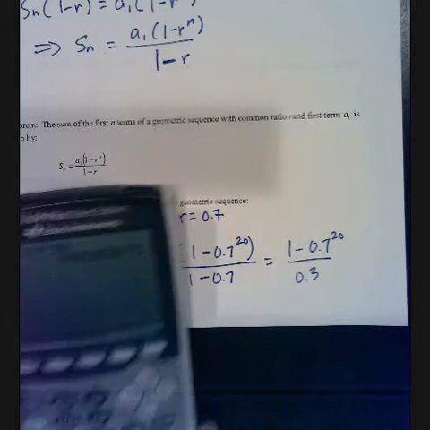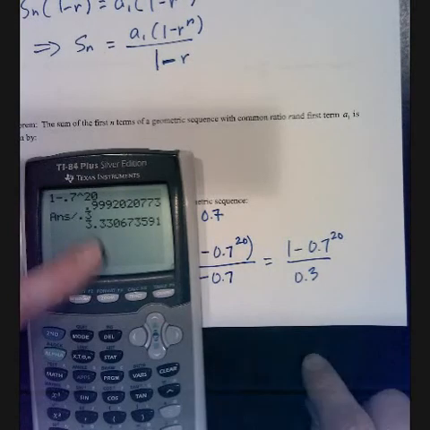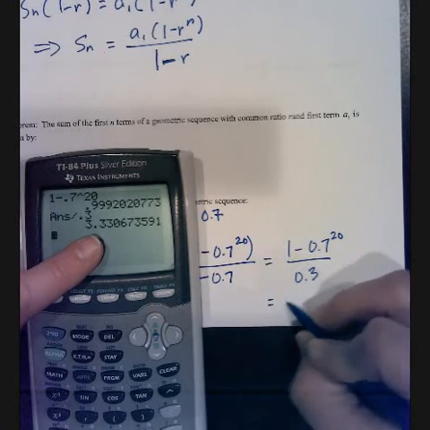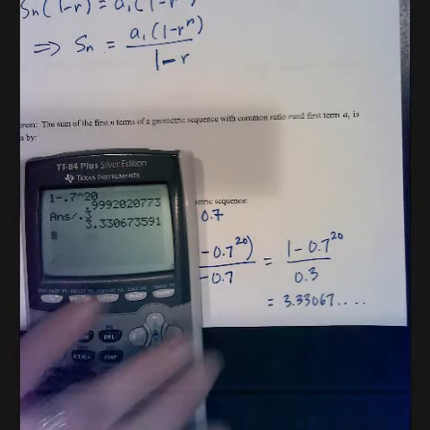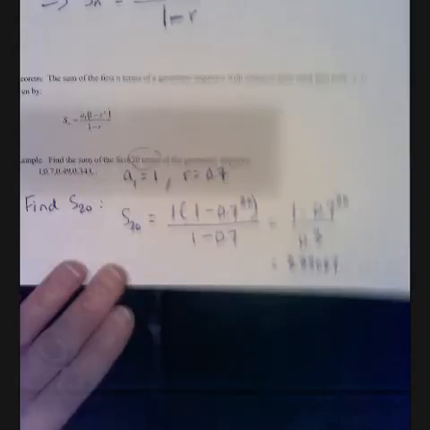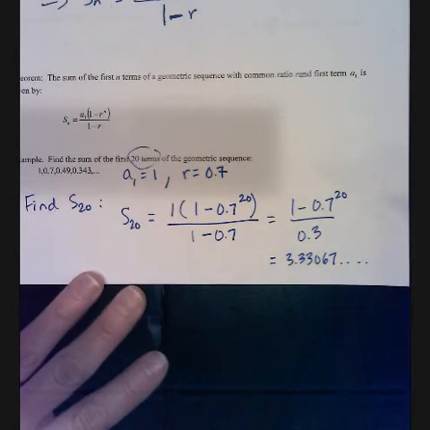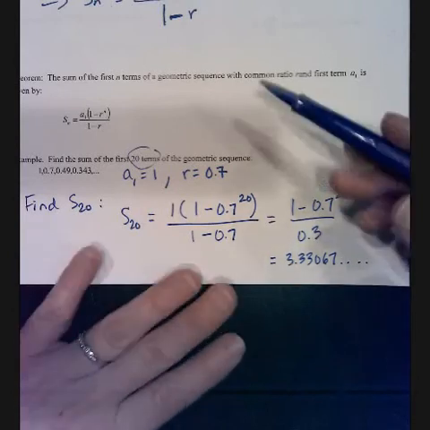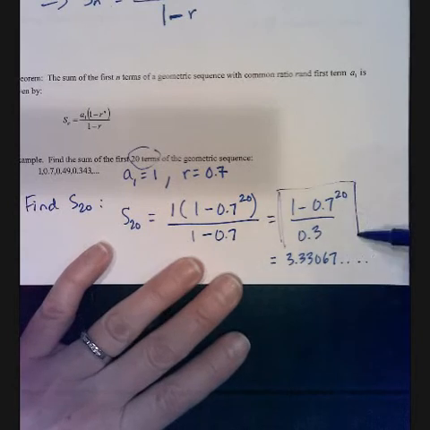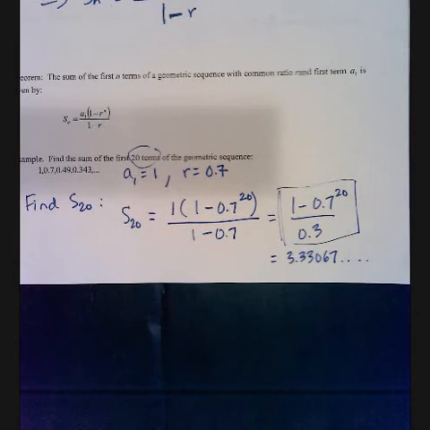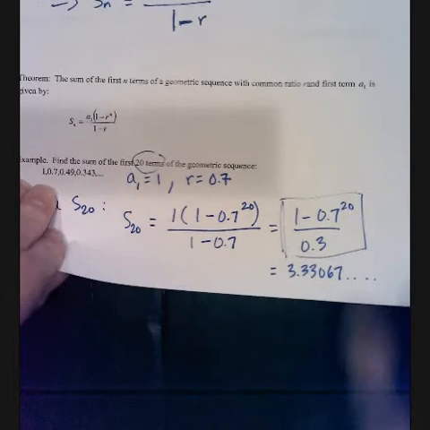So that's the numerator, and then divided by 0.3. So that's 3.33067, etc. The ellipses just mean this keeps going, so I don't have to write all those decimals down. As long as you had that on the test, I'd be happy with your answer, to be honest. Okay, so let's go on to the next problem.